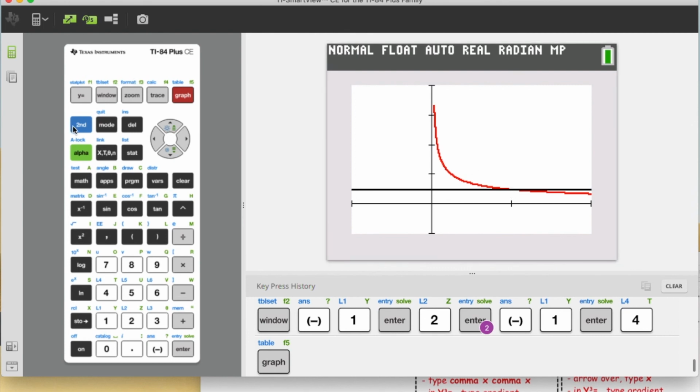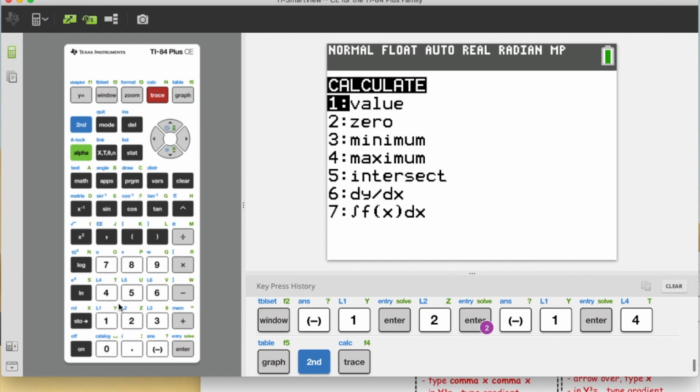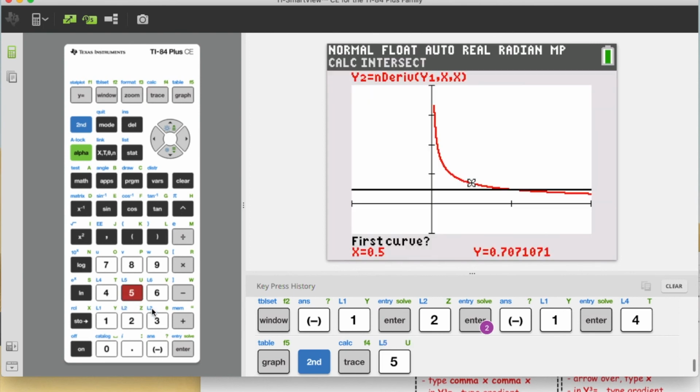Of course, we can use second function trace, which is the calculate menu, to find the point of intersection between y2, enter, y3, enter. The point of intersection is (1, 0.5). So when x is equal to 1, the gradient of our function is 0.5. Let me record this in the notes.